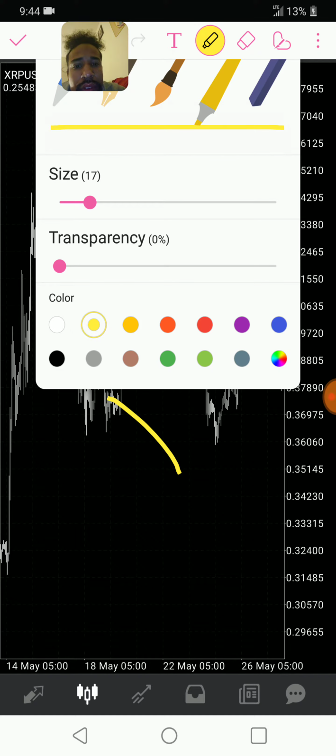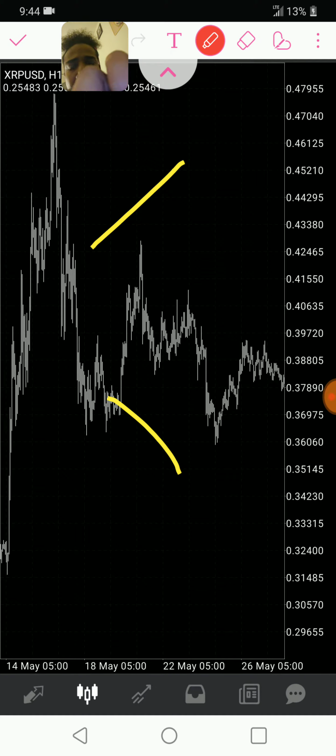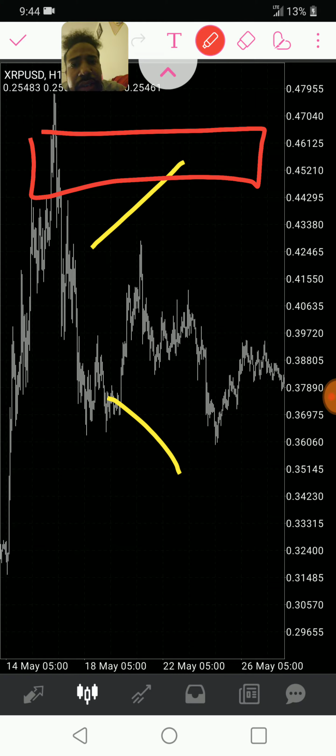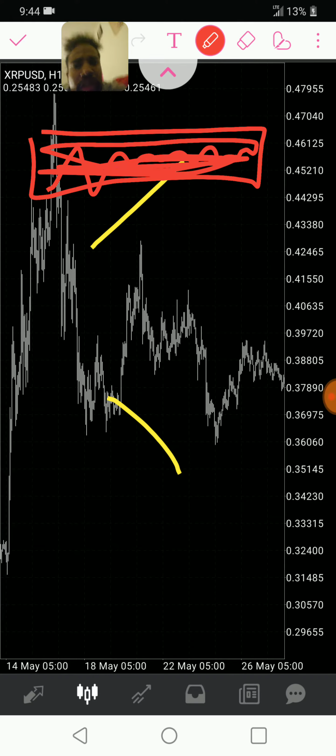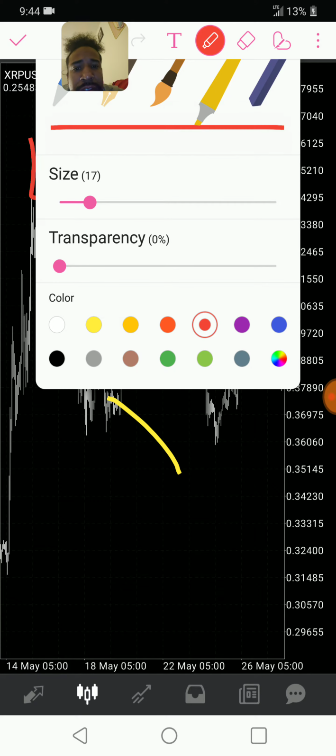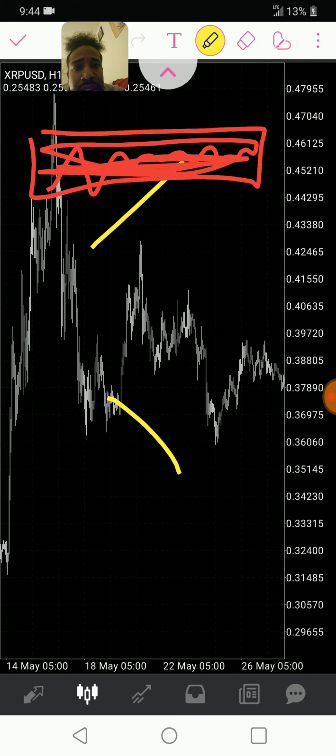The probability is increased if this is at a resistance level. If this is your resistance level, and price does that, then if you have divergence at a resistance level, that's good.